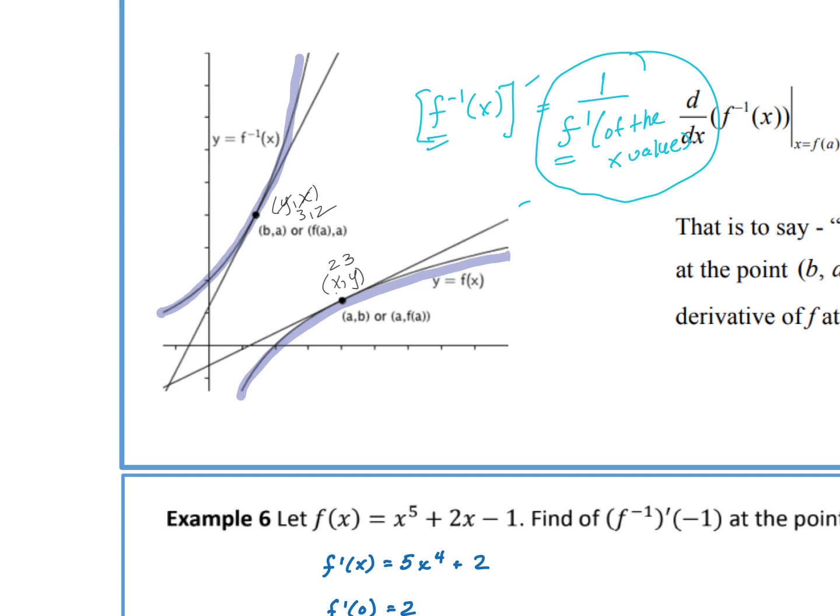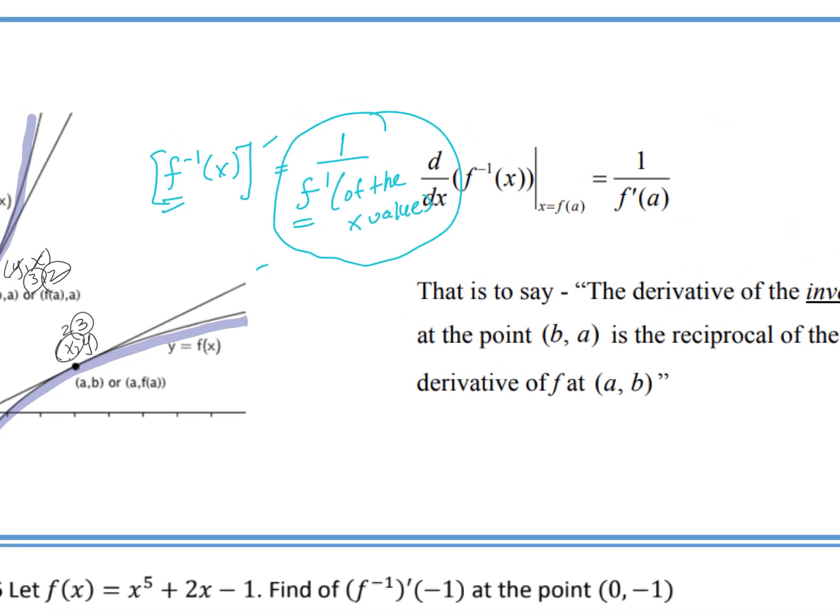So the x in the original function is the y in the inverse function, and the y in the original function is the x in the inverse function. That's what you need to know. The other thing you need to understand is that these are related. The slopes of the derivatives are related, but they're not negative reciprocals. They are simply reciprocals. They're both positive, but one's steeper than the other.